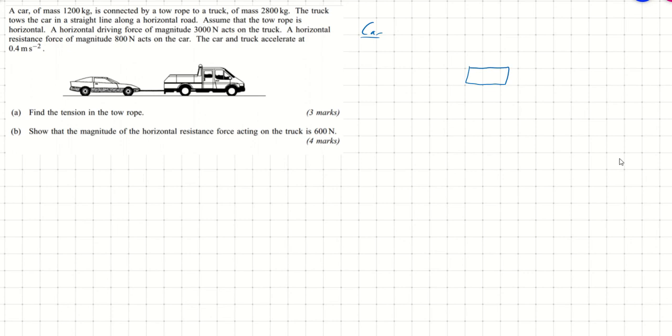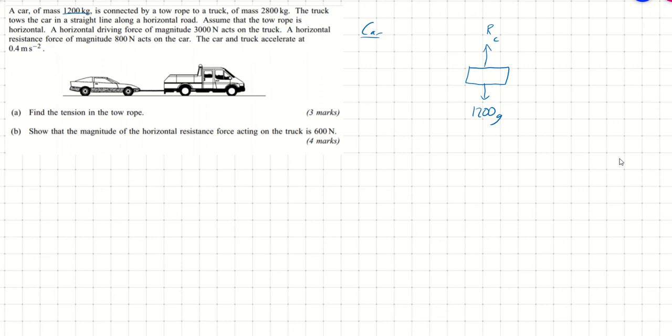So obviously, in the vertical direction, we have the weight of the car acting downwards. The car has mass 1200 kilograms, so the weight is going to be mg, so 1200 g, and there's going to be a reaction force upwards. I'm going to call that RC, for R car, let's say.